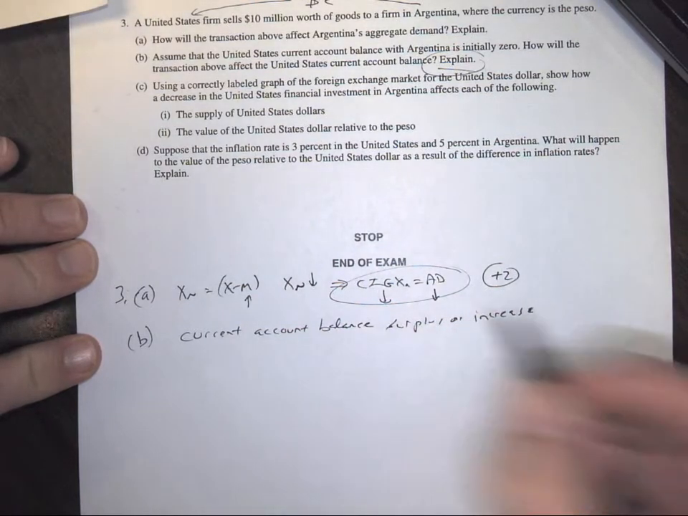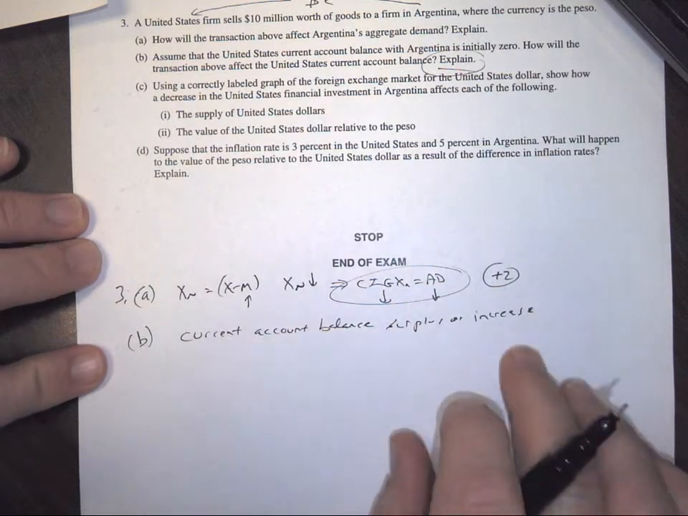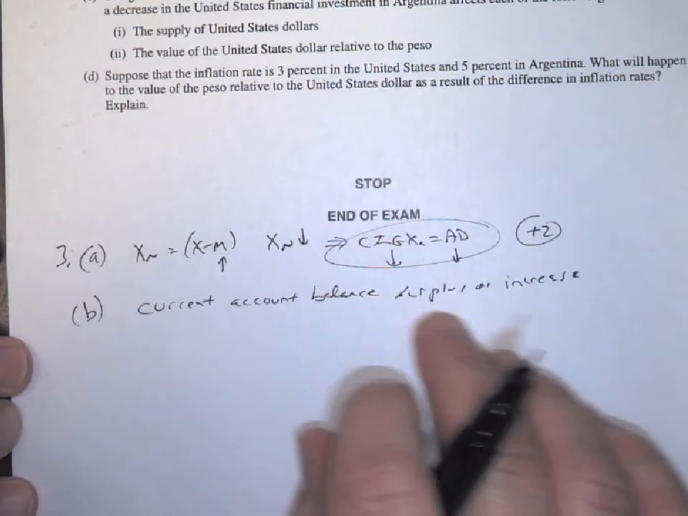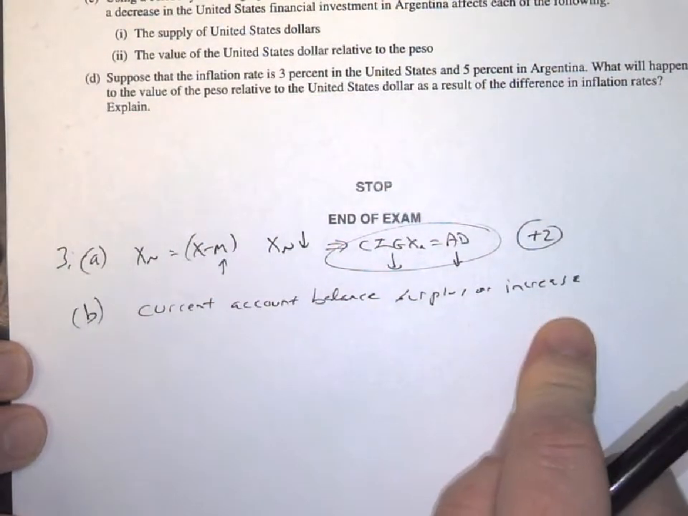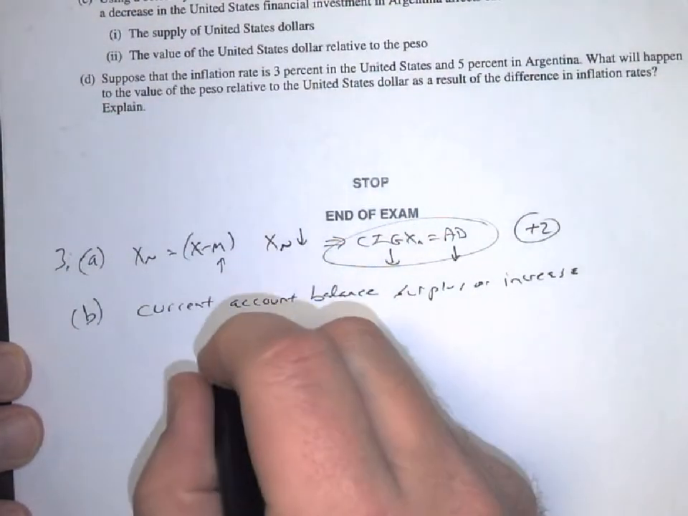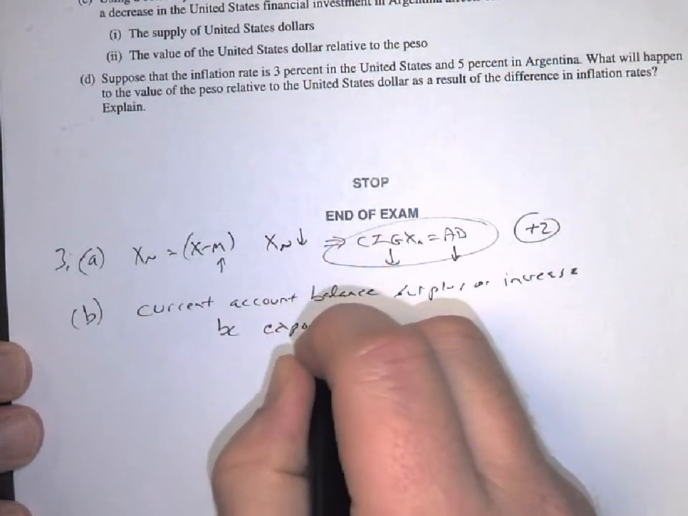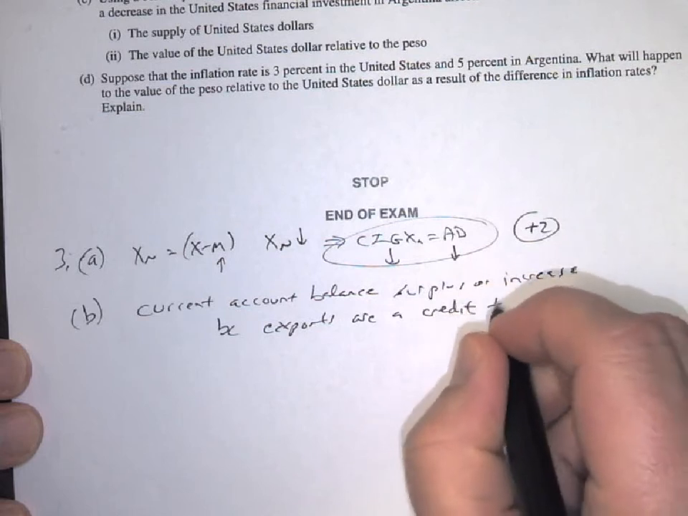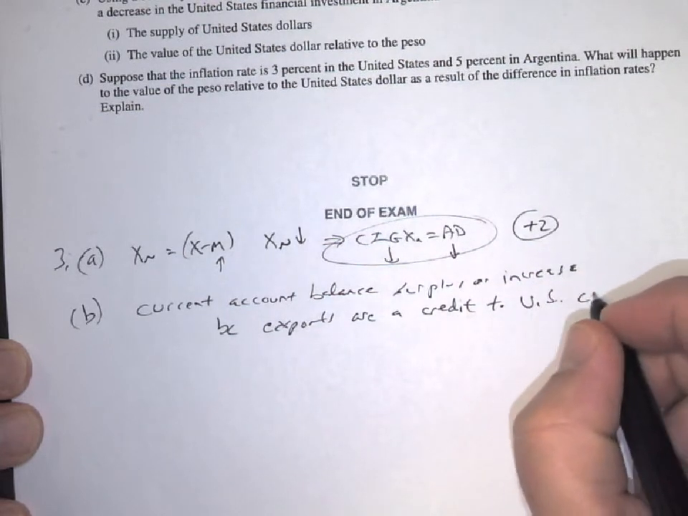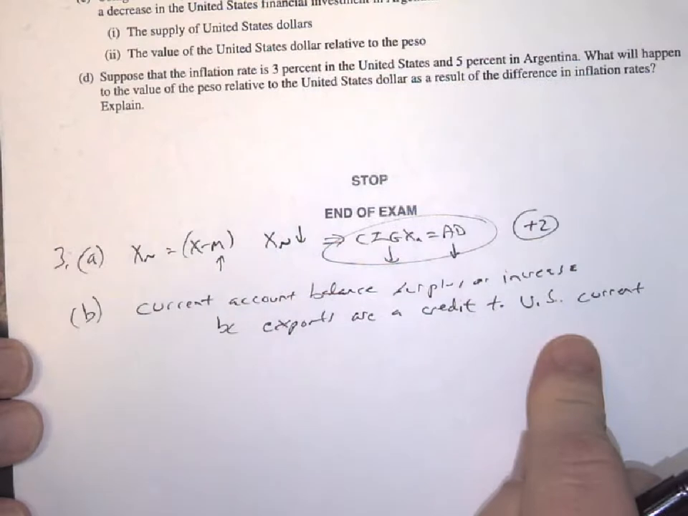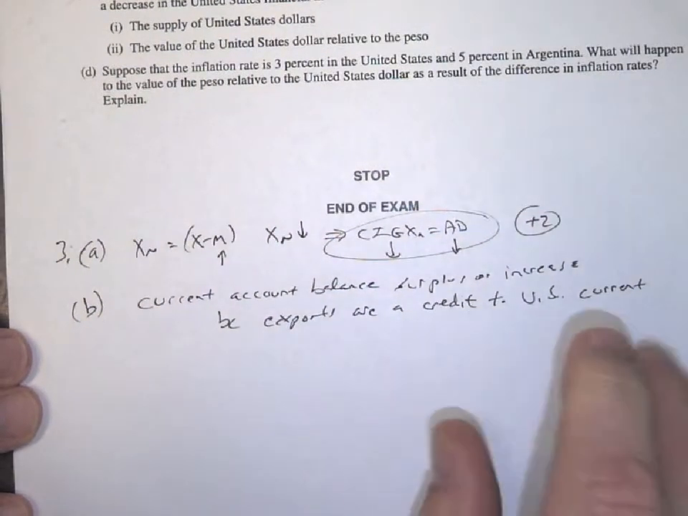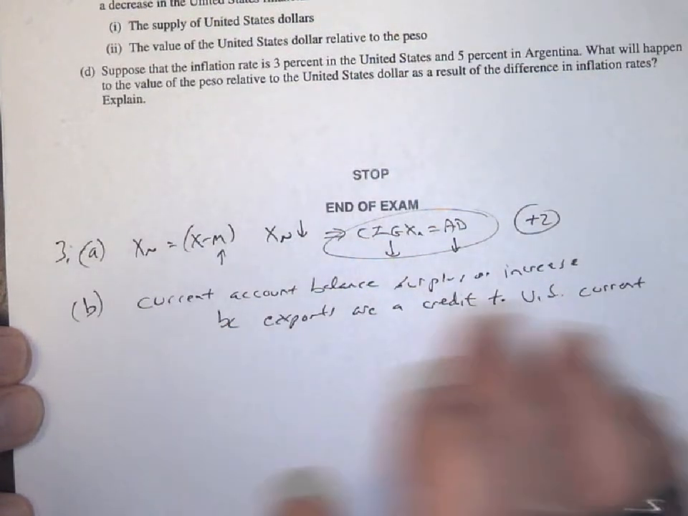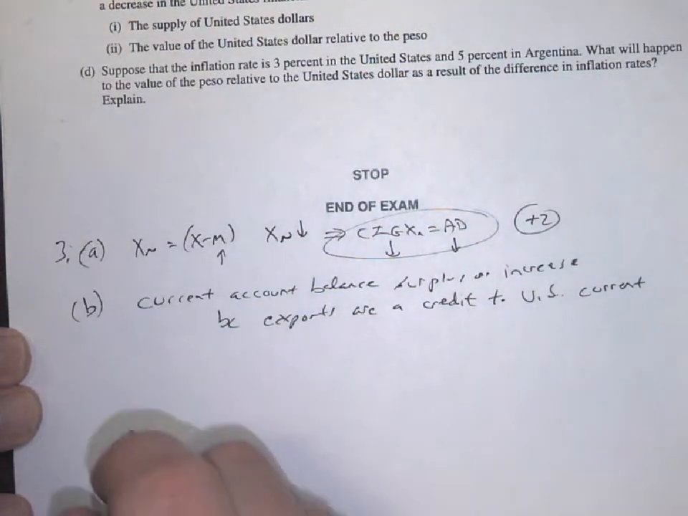Okay, now it's going to do that, the reason for that, or your explanation, remember, because I say explain, let me zoom in a little bit for you. Current account balance, surplus or increase, because exports are a credit to the U.S. current account. Okay, remember, goods and services are a part of the current account. There's those net exports, goods and services, all those things. So remember, the money is coming in, so it's a surplus to our account.